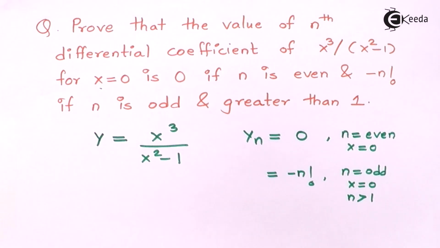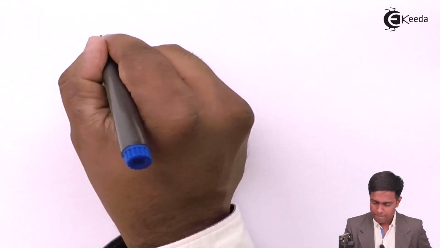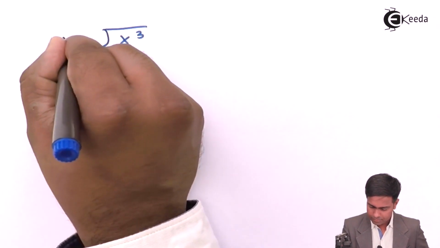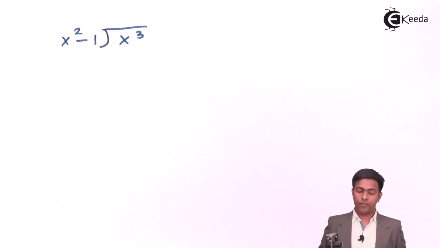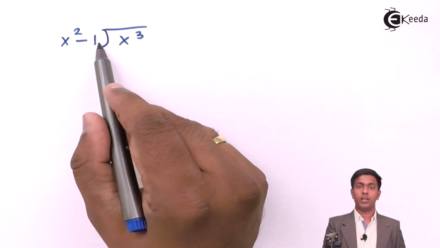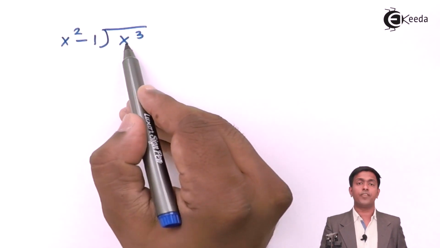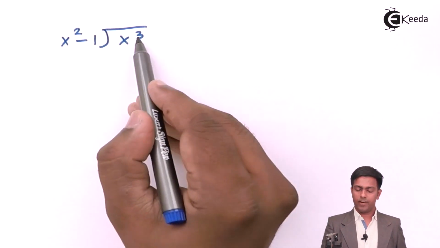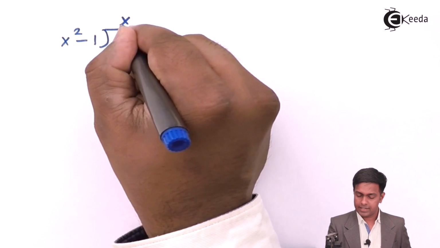So if you observe the question, we have x cube upon x square minus 1. It means the degree of numerator is greater than the degree of denominator. So first of all, I'll divide the numerator with the denominator so that we can reduce the degree of numerator, and then we'll do the remaining adjustment. So I have to divide x cube with x square minus 1. To divide, we always divide the first term of dividend with the first term of divisor. So I'll divide x cube with x square and we will get x.